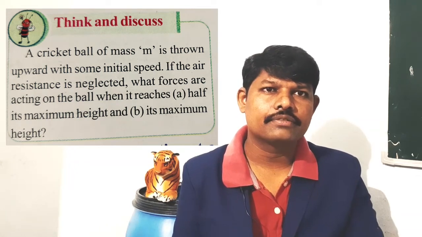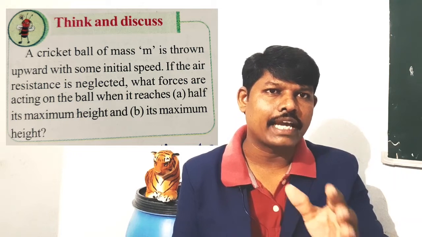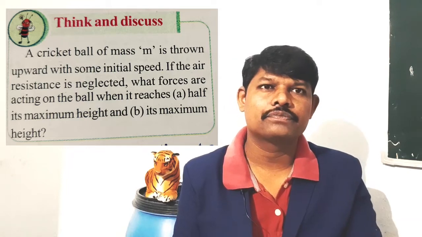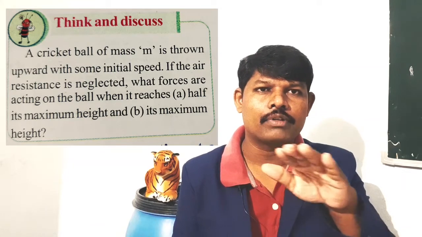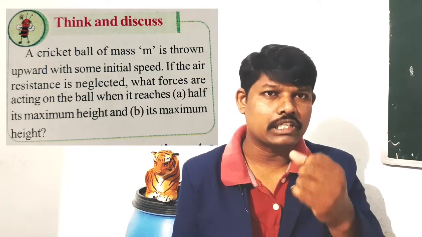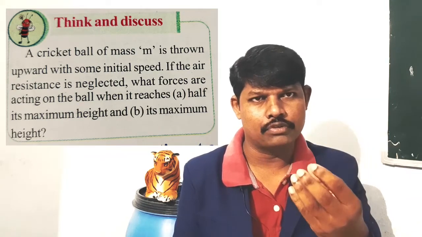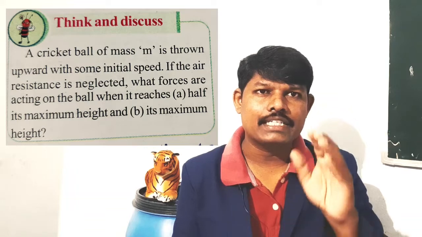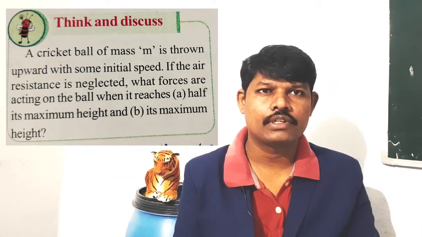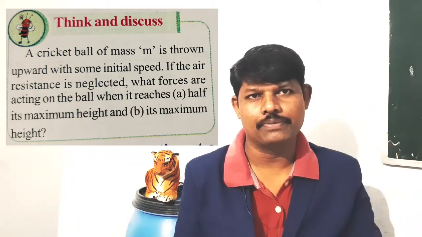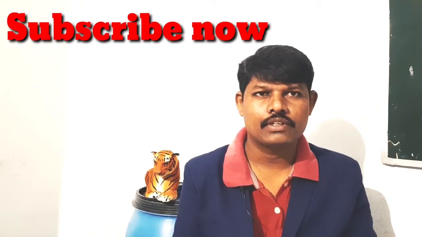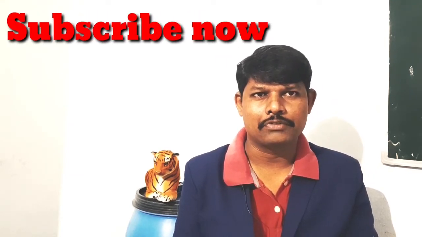So after throwing, what are the forces acting on the ball after reaching half of the maximum height? So after reaching half of the maximum height, the muscular force and the gravitational force both will act on the ball. So when the ball reaches the maximum height, there the muscular force becomes zero. Only gravitational force acts on the ball. So I think you understand. If you do not understand, see again, repeat again, watch again.